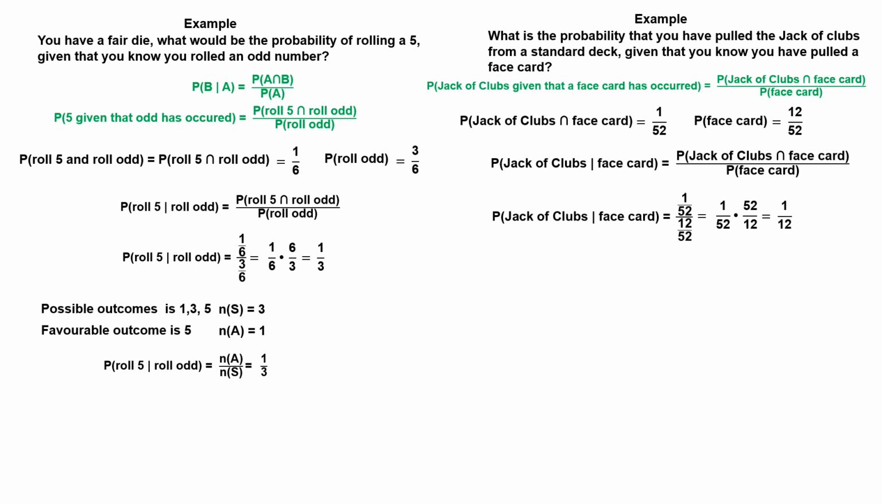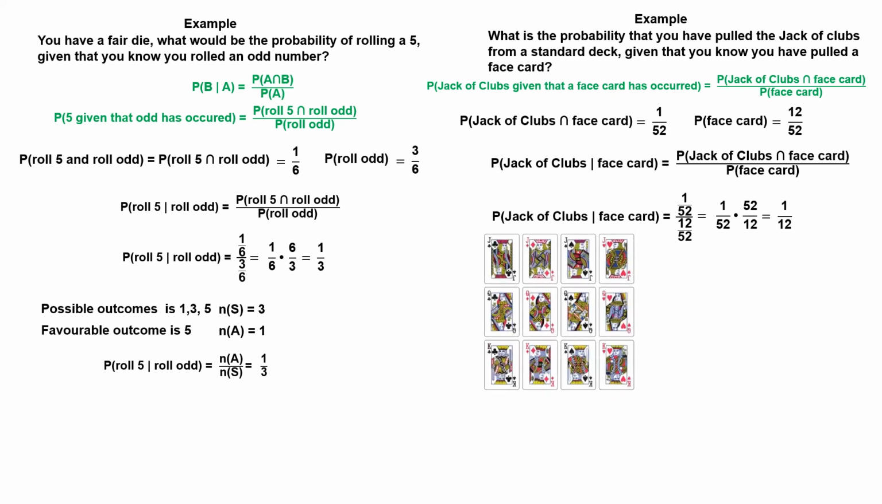We could approach this problem in another way. As we know that face card has occurred, we have 12 possible outcomes. The number of possible outcomes is 12. The favorable outcome is jack of clubs. The number of favorable outcomes is 1. The probability of jack of clubs given that a face card has occurred is 1 over 12.